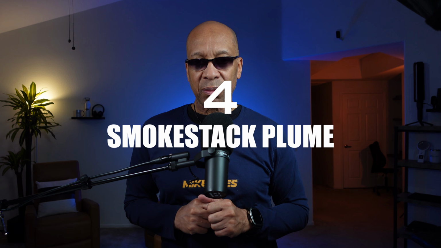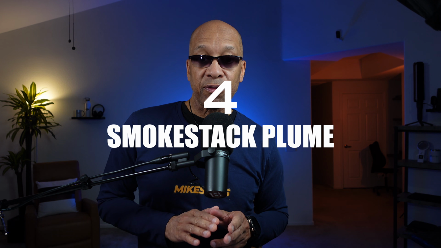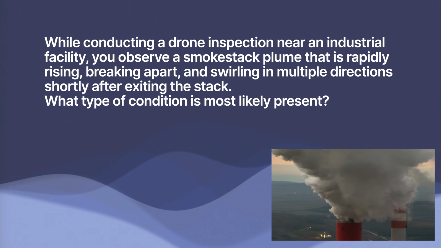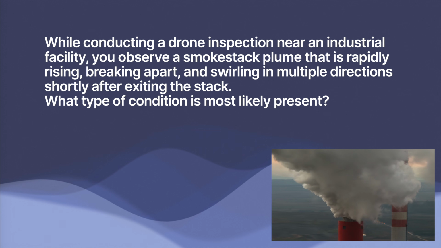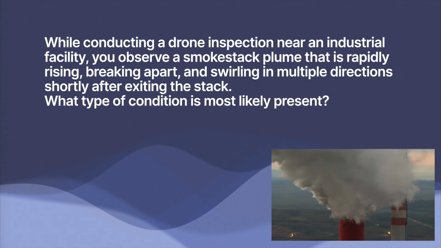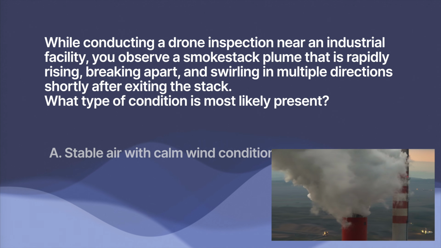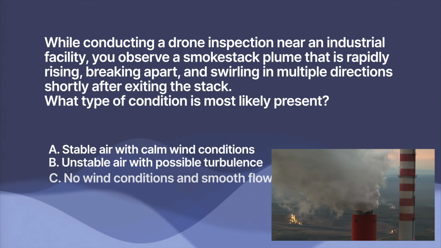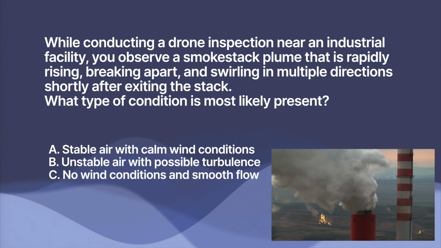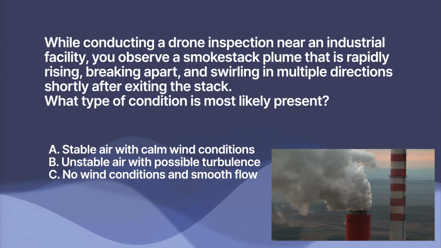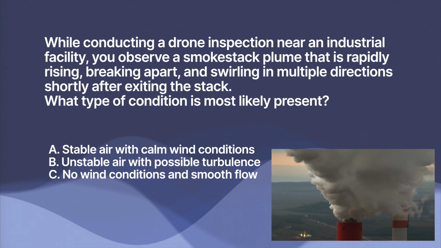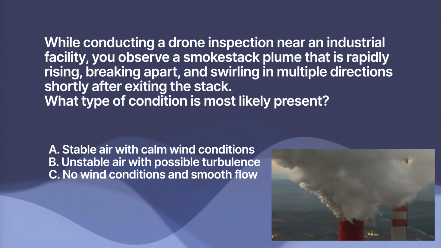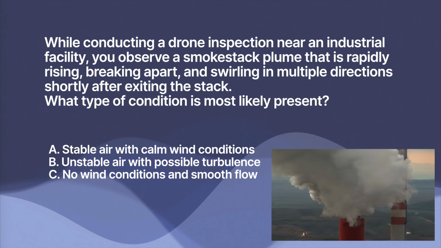Okay, let's move to question number 4, which has to do with smokestack plume. Here's the question. While conducting a drone inspection near an industrial facility, you observe a smokestack plume that is rapidly rising, breaking apart, and swirling in multiple directions shortly after exiting the stack. What type of condition is most likely present? Here are the answer choices. A. Stable air with calm wind conditions. B. Unstable air with possible turbulence. Or C, no wind condition or smooth flow.